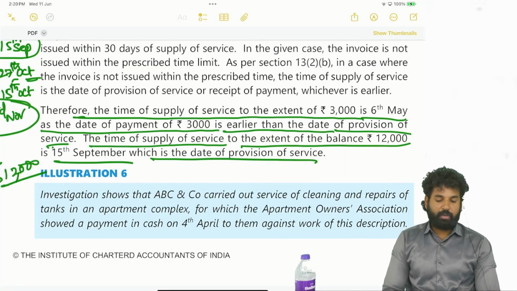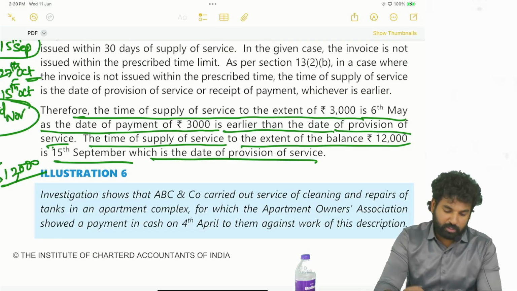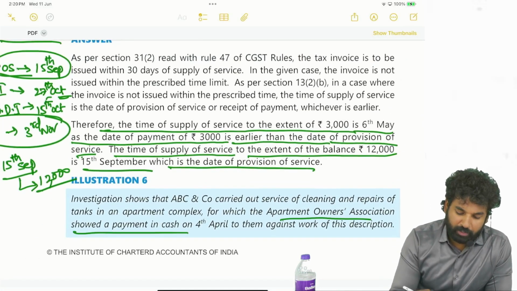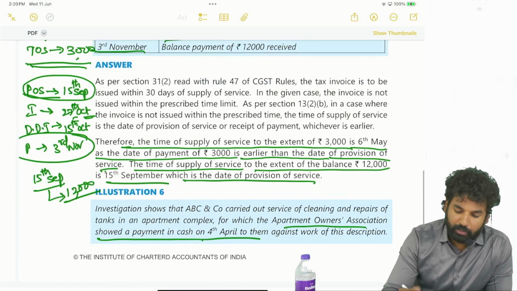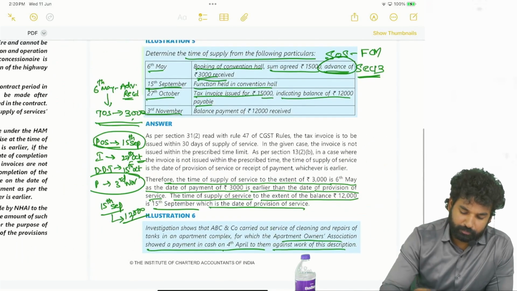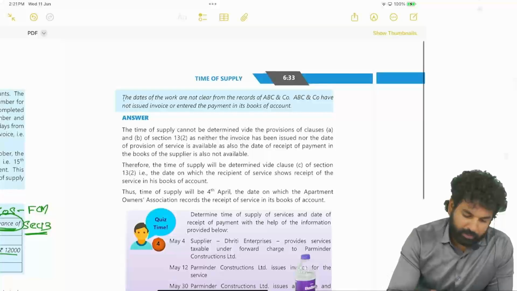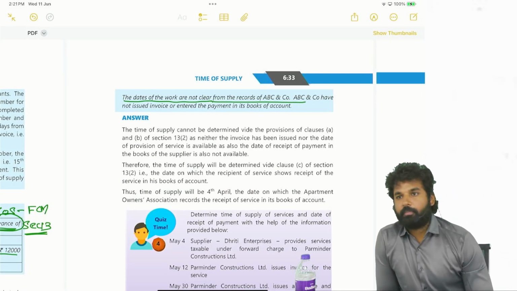Next, investigation shows that ABC and Company carried out service of cleaning and repairs of the tanks in an apartment complex, for which the apartment owners association showed a payment in cash on 4th April to them against the work of this description. Now the dates of the works are not clear from the records of ABC and Company.